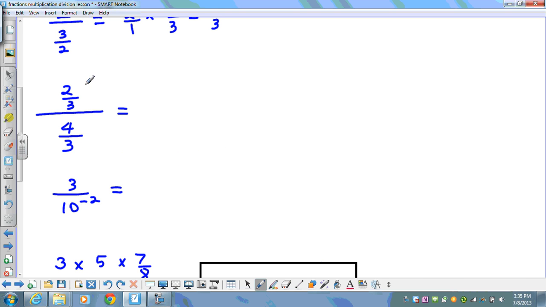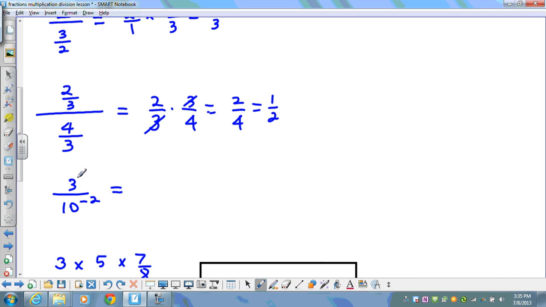Here's another one. 2/3 divided by 4/3, same idea. Write the top one as it is and flip the bottom one. Now you can also take advantage of the simplification of the fractions. So you have 2/4, which of course can be further reduced as 1/2.